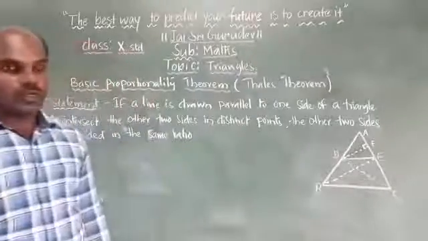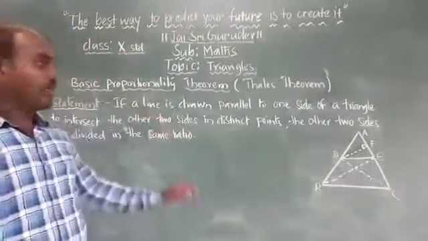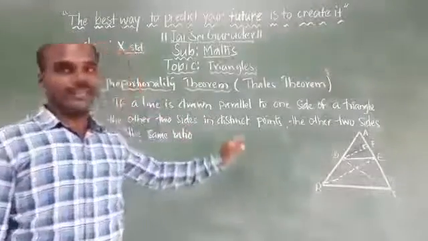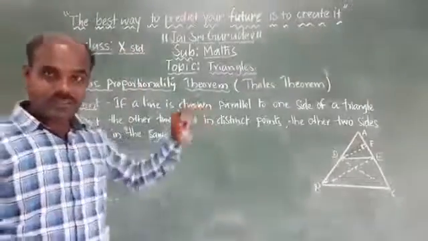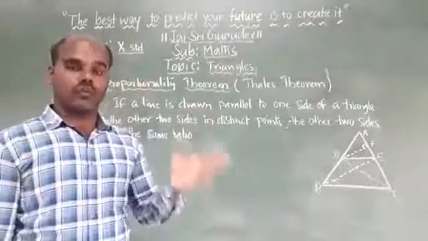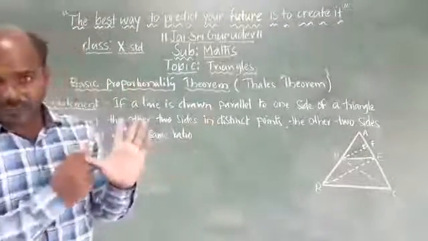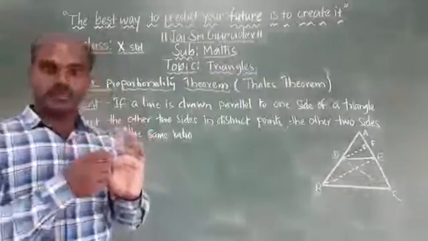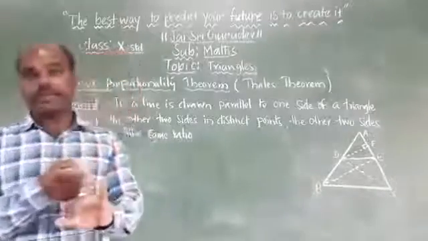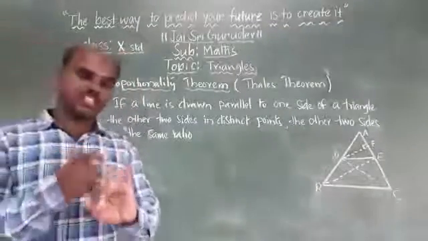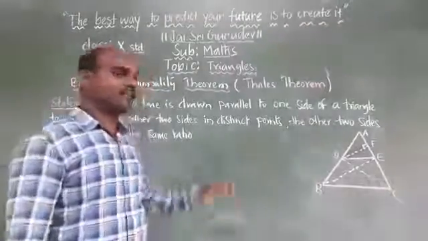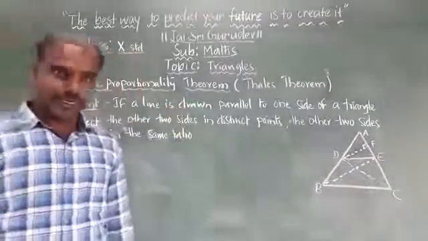Dear students, we are going to the next topic, Thales theorem or the basic proportionality theorem. It is very important. This theorem consists of 5 parts. The first one is the statement, next is the data or given, next is to prove, next anything required to prove we do as construction, and next is the proof.